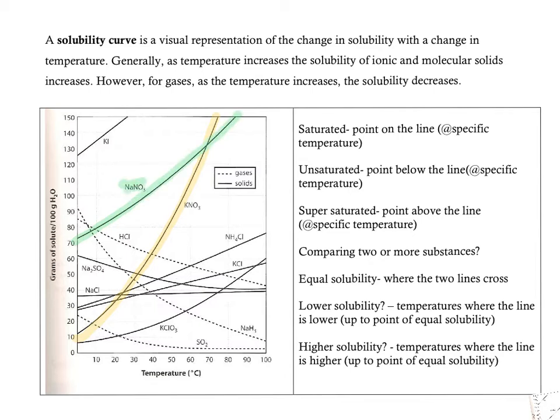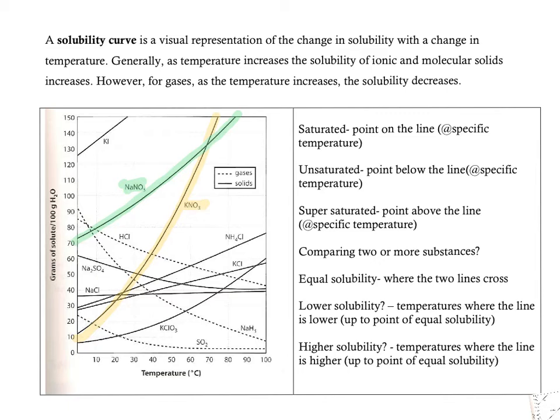So sodium nitrate and potassium nitrate will have equal solubility where they cross. So they cross right up here. You would read down using a ruler to see the temperature, and you can read to the left using a ruler to see how much. So they have equal solubility at about 70 degrees Celsius, and you can dissolve about 130 grams of each per 100 grams of water.